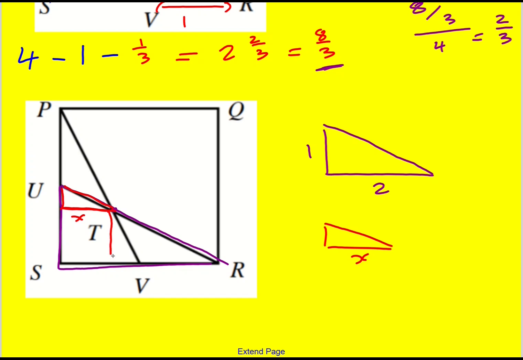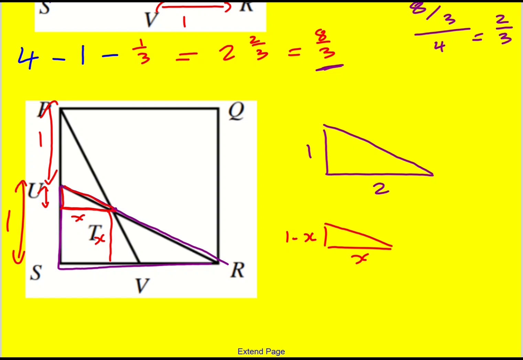But because of the symmetry of the problem, I can see that this is an equivalent triangle, and that is also x. And this length here is 1, remember? So this bit is just going to be 1 minus x, because S to U is also 1. Let me just say that again.